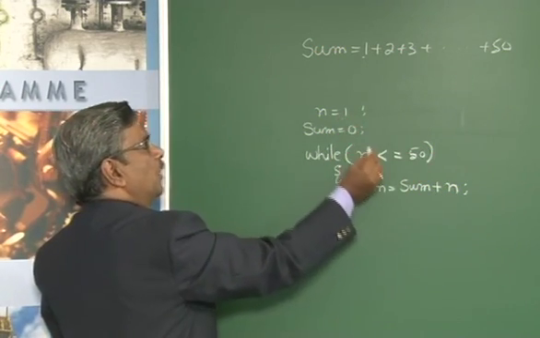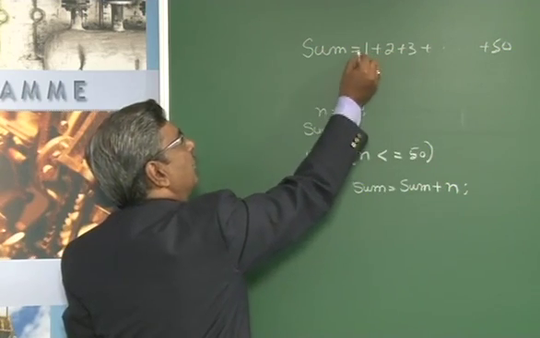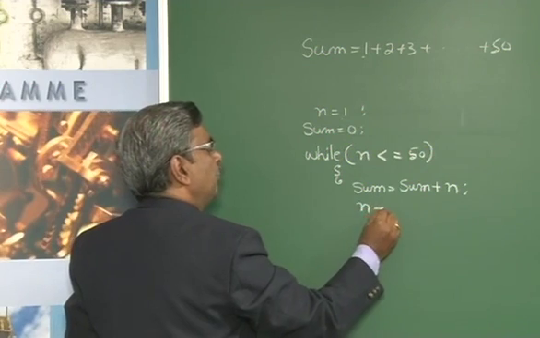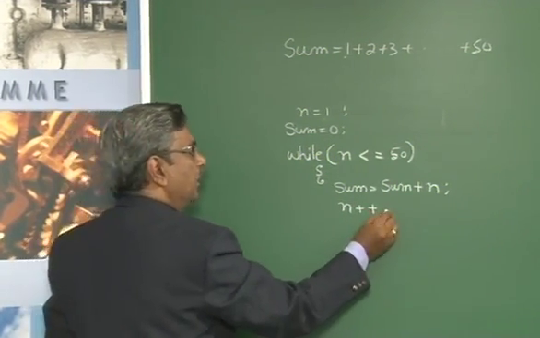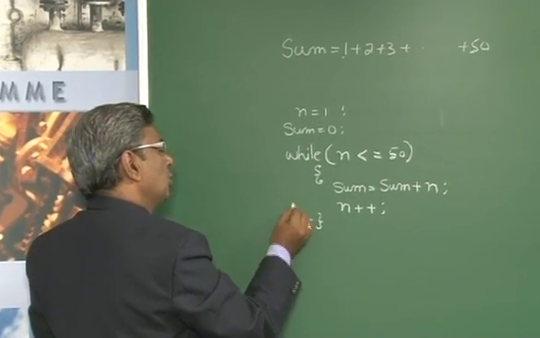Initially n is 1, so sum is 0 plus 1, and we get the first value stored in the variable. Now we will increment the value of n with n plus plus, which is nothing but n equal to n plus 1. Instead of writing it like that, you can also write it like this. Then close this bracket, and control goes back.